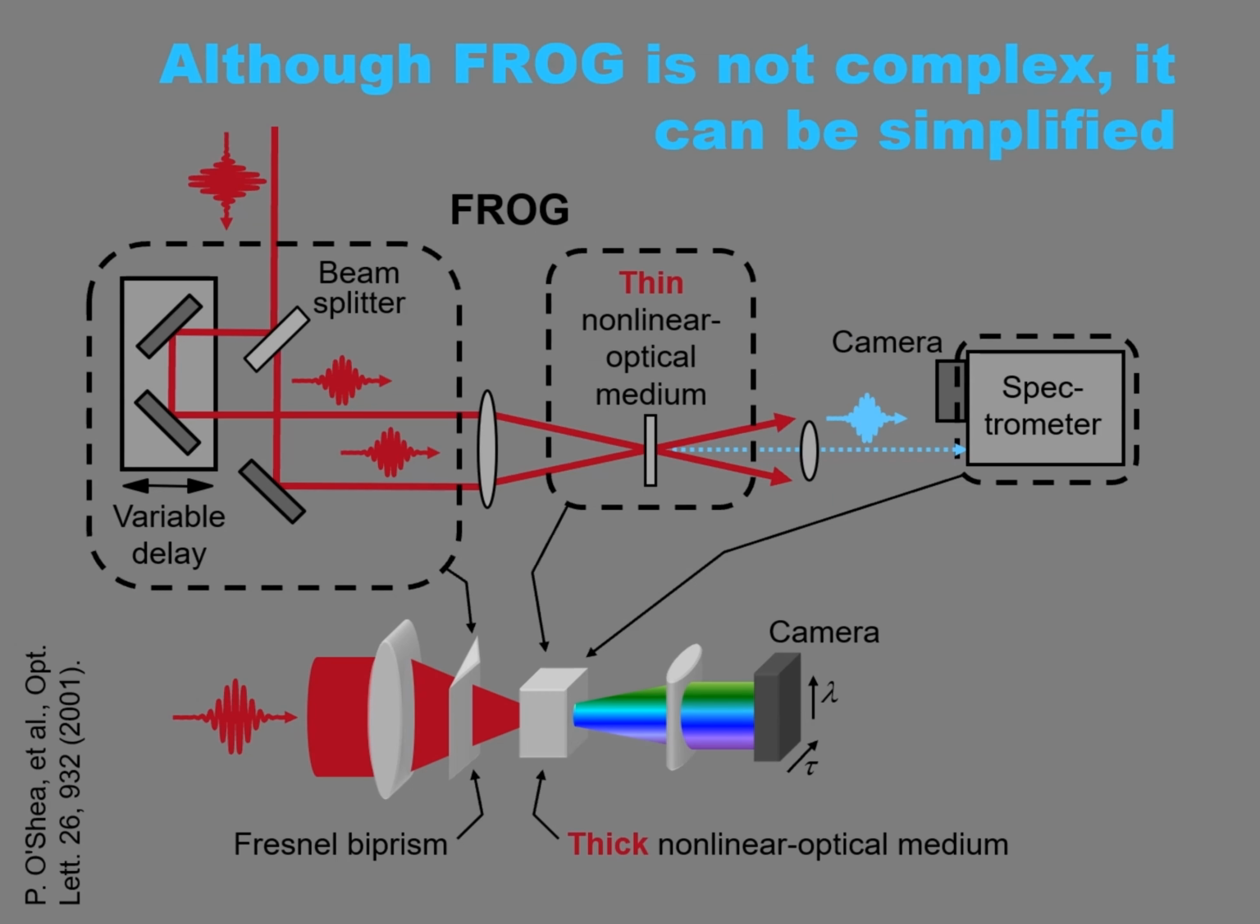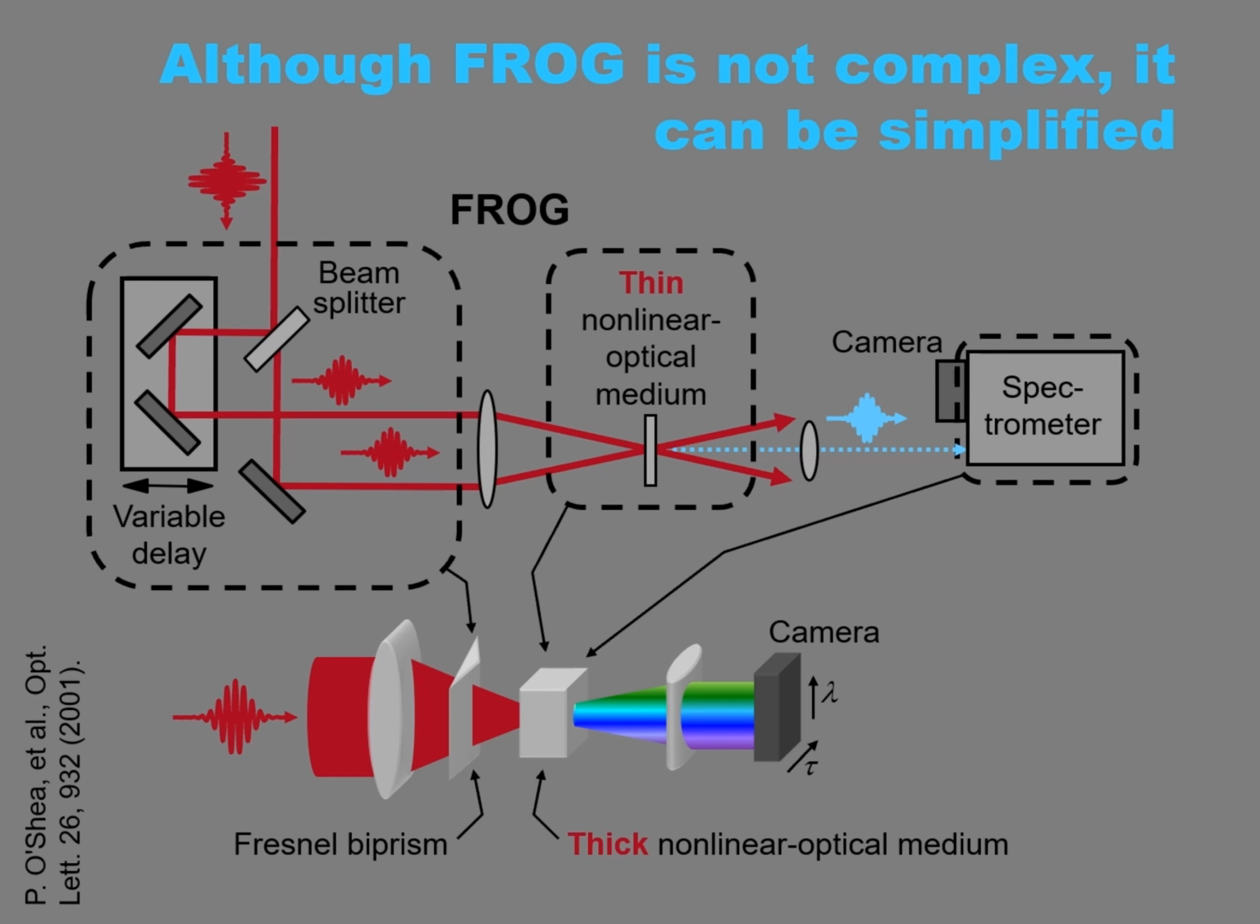Now, FROG has become the gold standard of pulse measurement. It and variations of it can measure pulses over a wide range of wavelengths, pulse lengths, and pulse complexities. It can even measure single-cycle pulses, attosecond pulses, and pulses on a single shot. Now, recall that I mentioned that a pulse measurement device should also be simple. Although FROG isn't really complex, it can be simplified.